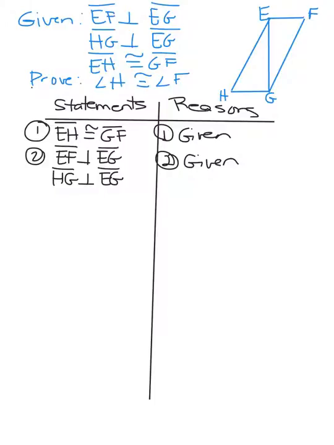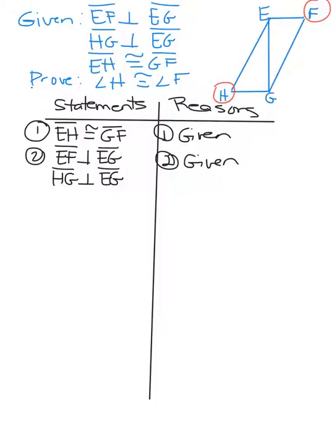Segment EF is perpendicular to segment EG. Segment HG is perpendicular to segment EG. And then we have some given segments that are congruent. Segment EH is congruent to segment GF. And we're trying to prove that angle H is congruent to angle F. Now again, if we're trying to prove that angle H and angle F are congruent, we know that if I can prove that triangles are congruent, then I can state that those angles are congruent because of CPCTC.